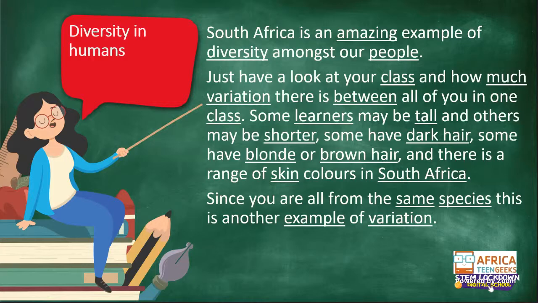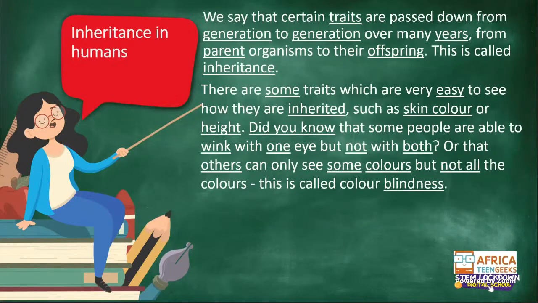We say that certain traits are passed down from generation to generation over many years, from parent organisms to their offspring. And this is called inheritance. There are some traits which are very easy to see how they are inherited, such as skin color or height. If we have a look at some of the character traits, I have a tall dad and I am a relatively tall person. My son as well, he's also tall for his age. That's one of the traits that we can easily see has been inherited in my family.